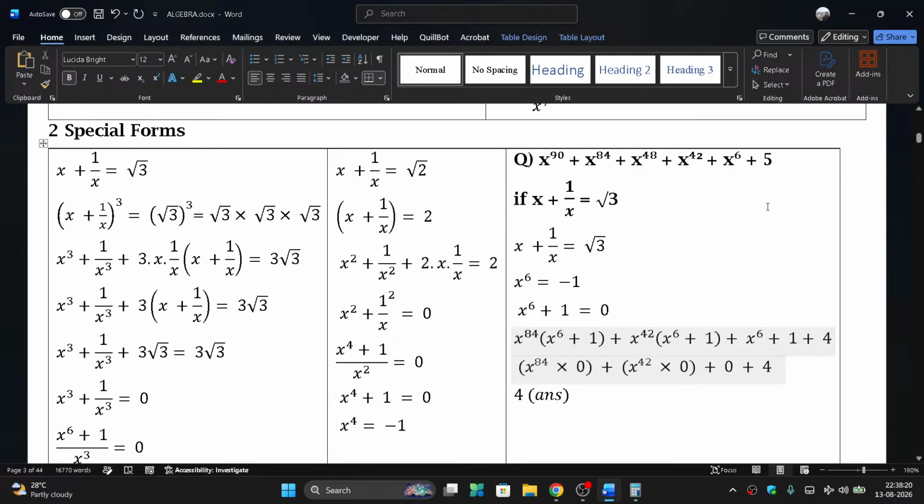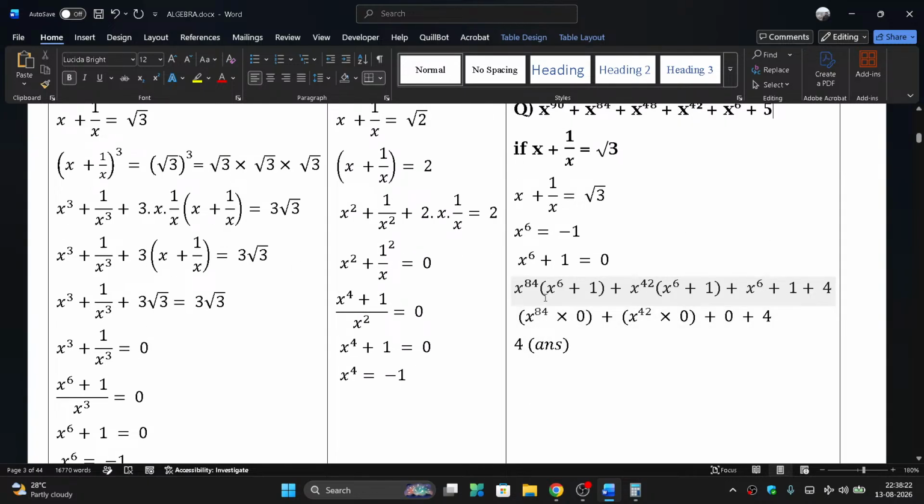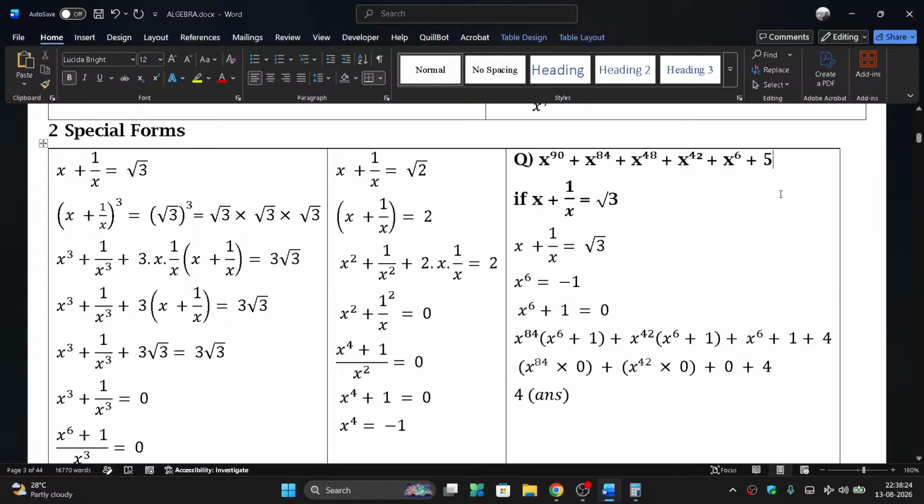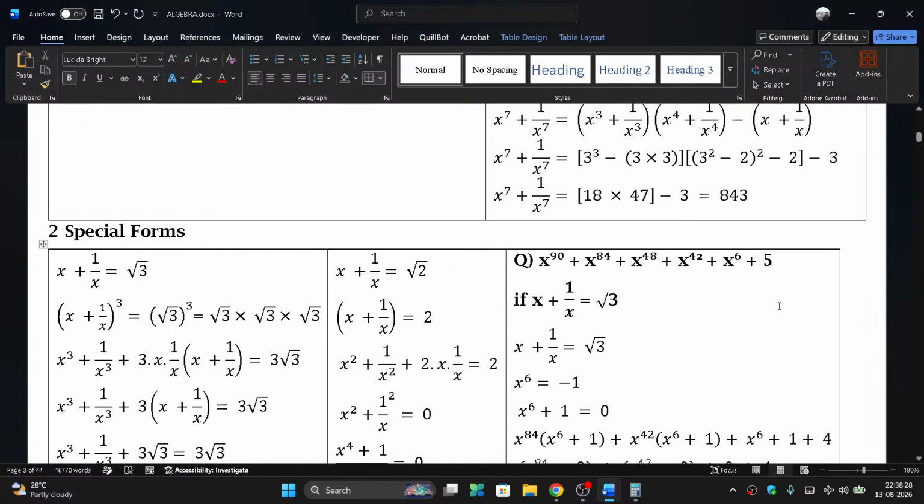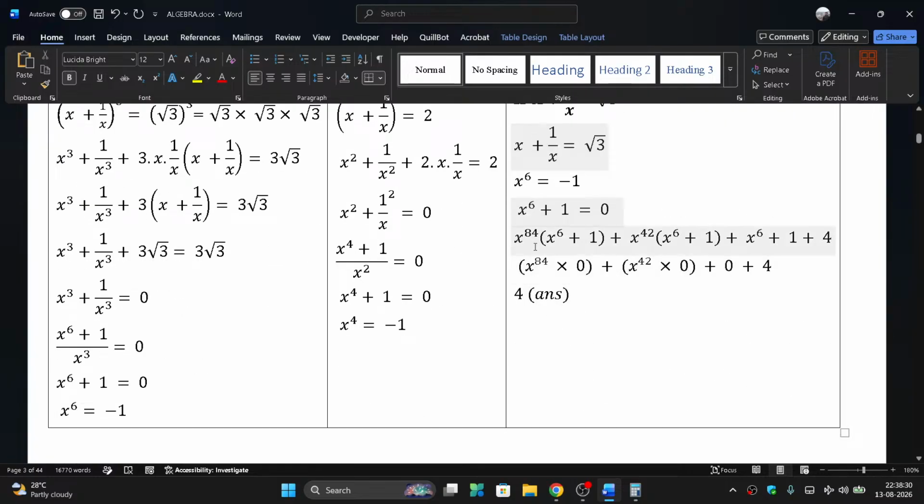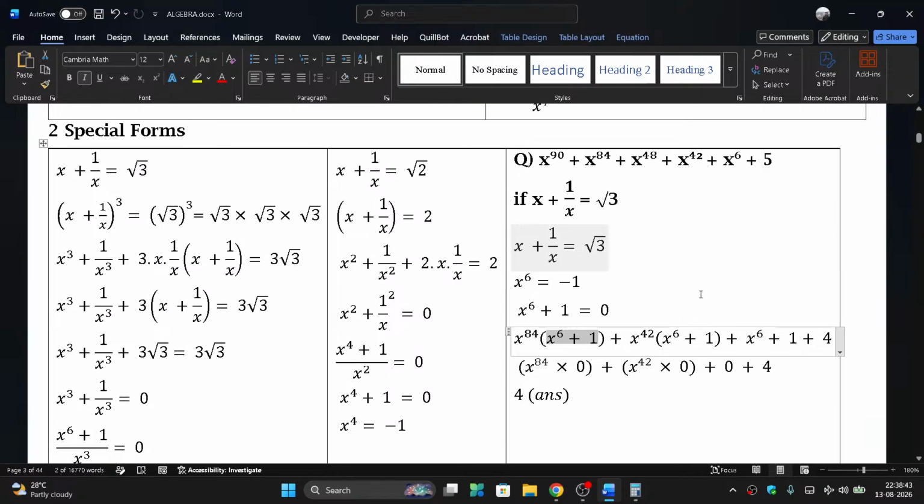So x to the power 0 means 1, right? So 5 into 1 equals 5. So we can take in common x to the power 84, which equals x plus 1. So x to the power 6 plus 1 plus x to the power 42 equals x to the power 6 plus 1.